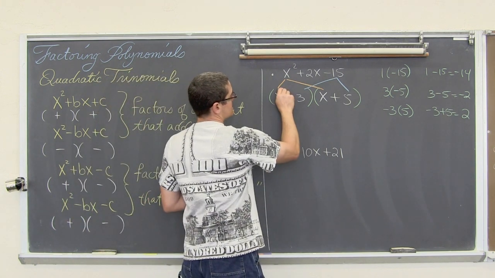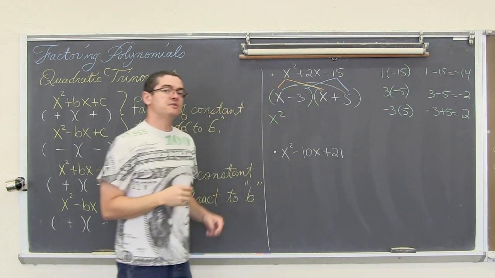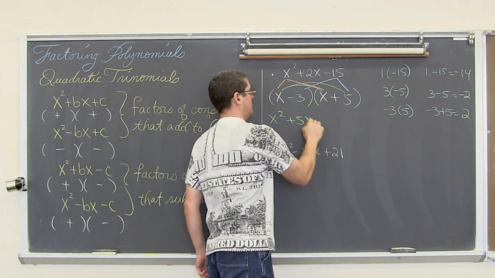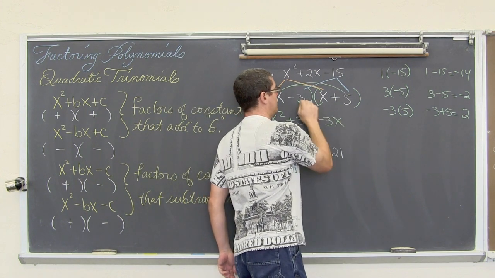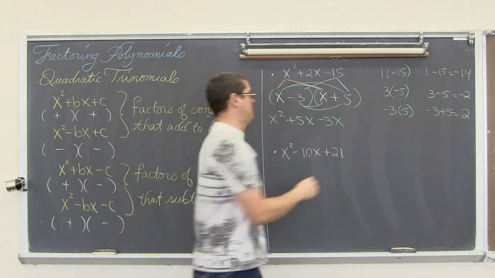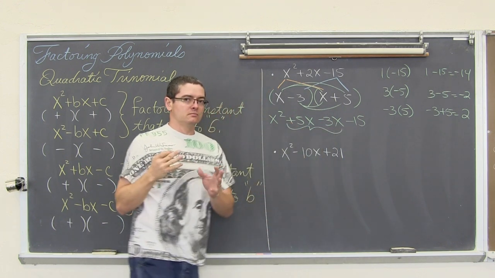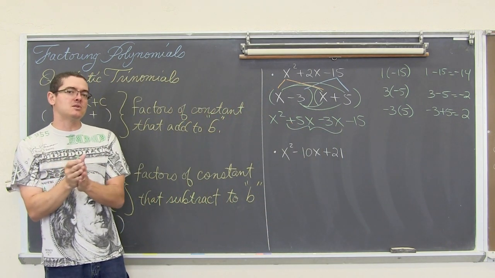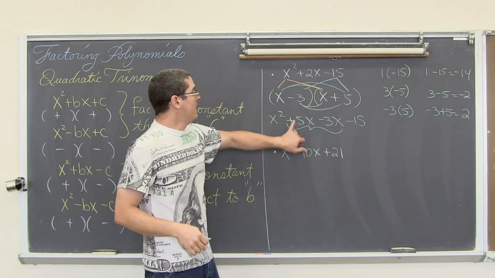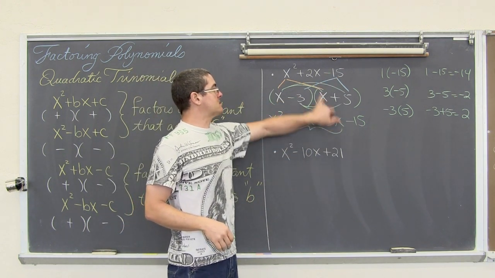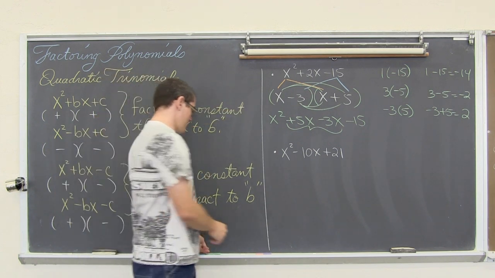So let's distribute this together. So x times x is x squared. x times +5 is 5x. -3 times x is -3x. And then -3 times 5 is -15. Well, look at this middle term. Really, unless you've really messed up, that's the only place you really need to worry about checking. We have the x squared, we have the -15, and +5x minus 3x does indeed equal 2x. So this was our correct answer.